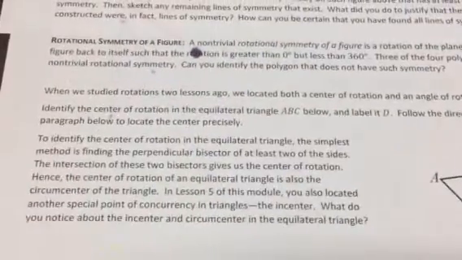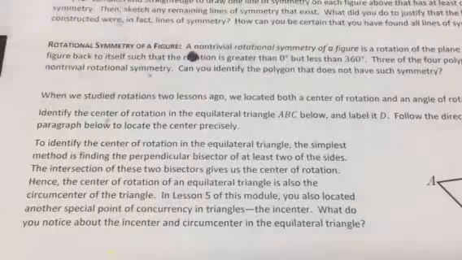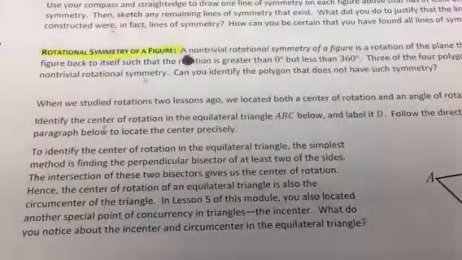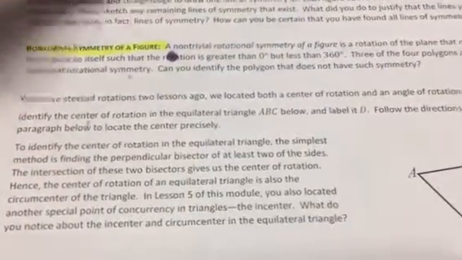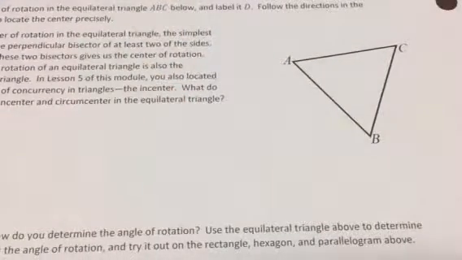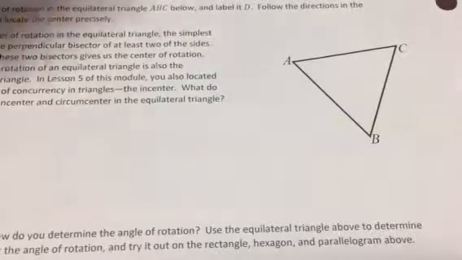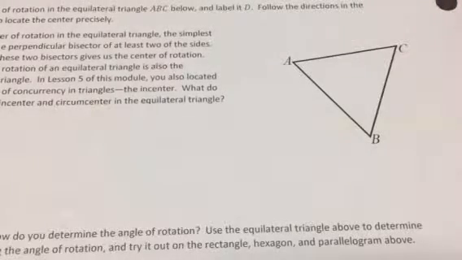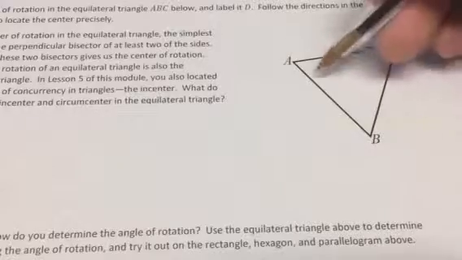All right, other vocab word, rotational symmetry of a figure. So that's this part right here. Rotational symmetry of a figure. All right, so they give us this triangle right here, and they tell us to find the point of symmetry. And there's plenty of ways to do this. The way to actually do it is you need to find the perpendicular bisector of 2 lines.